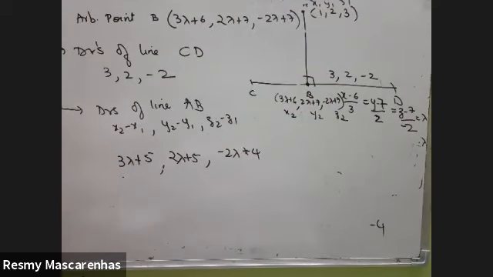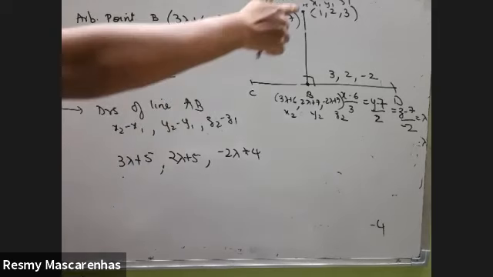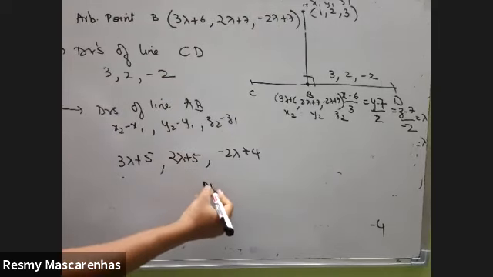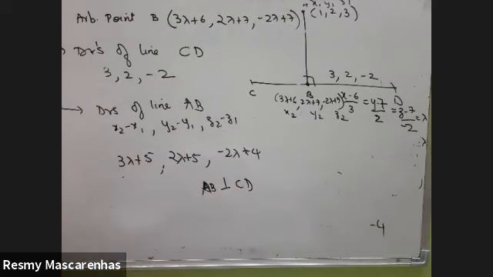So first step, repeating again: find the arbitrary point, then find the direction ratios of both the lines. Whether you do this first doesn't matter. I want the direction ratios of both the lines. And now you know that both lines are perpendicular. No need to write that formula a1, a2 and all. They don't expect that. You can straight away multiply.